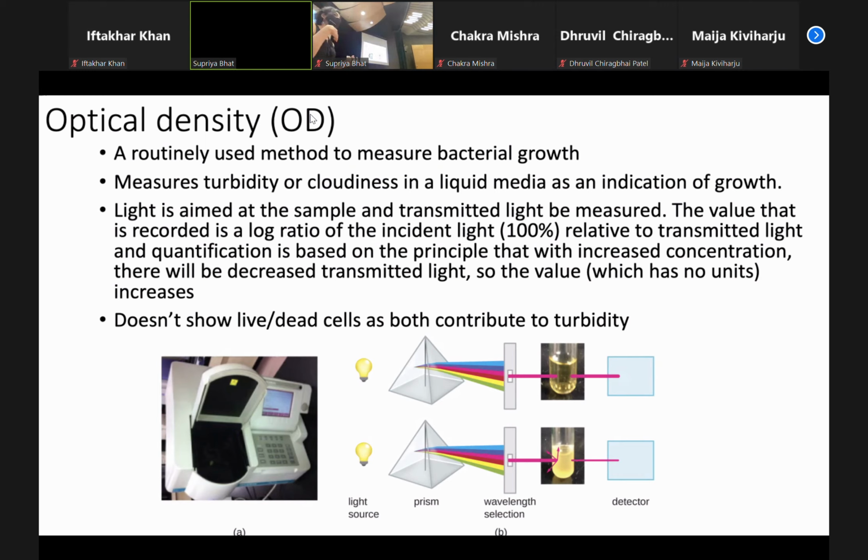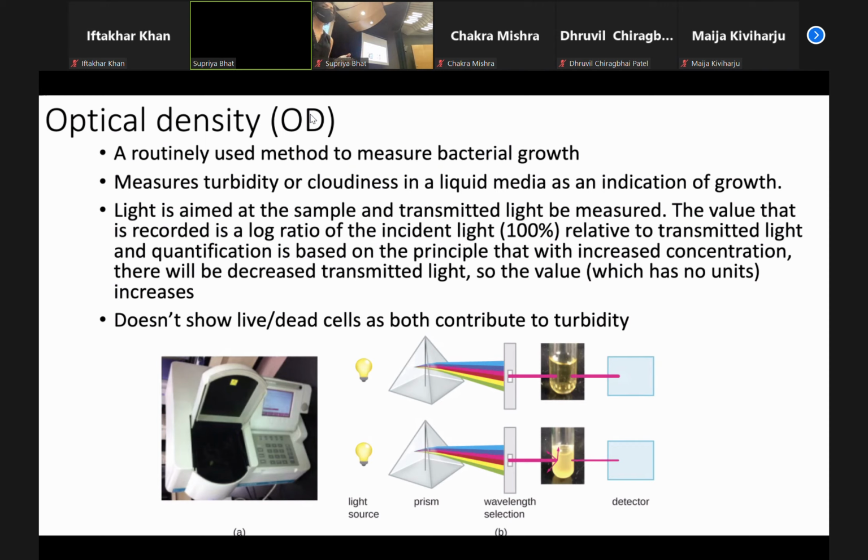Now, how many bacteria are there? It doesn't say how many bacteria, it just gives a rough estimate of what stage the culture is in. If it's mid-log phase, you normally get about 0.4 to 0.5 OD. If it's late stationary phase, it's usually greater than 1, like 1.2 or 1.5. If it's early log phase, it's close to 0.1 or 0.2. So it is very routinely used.